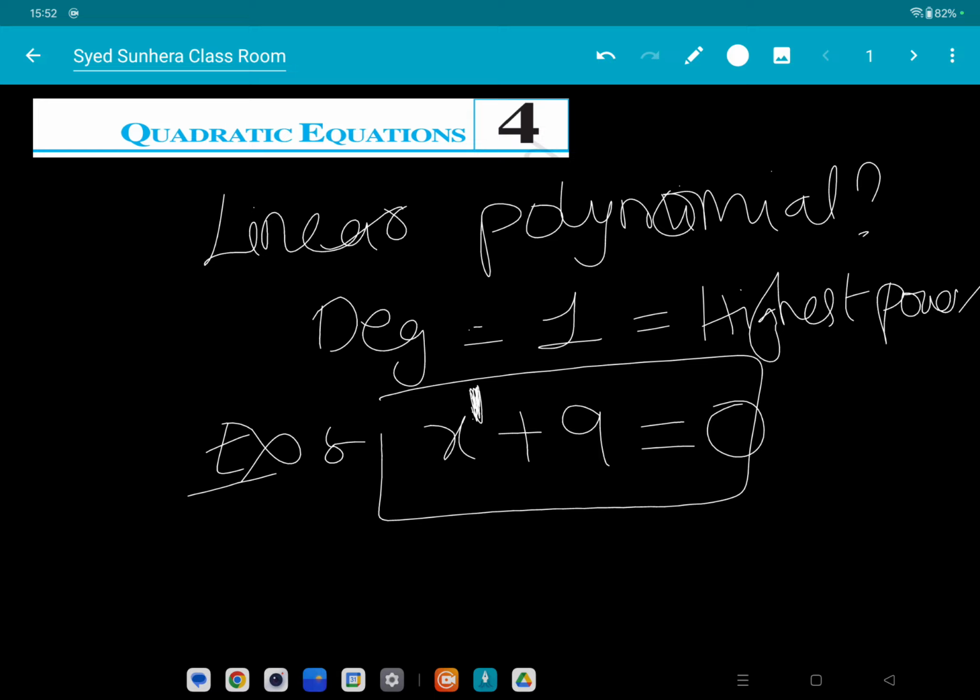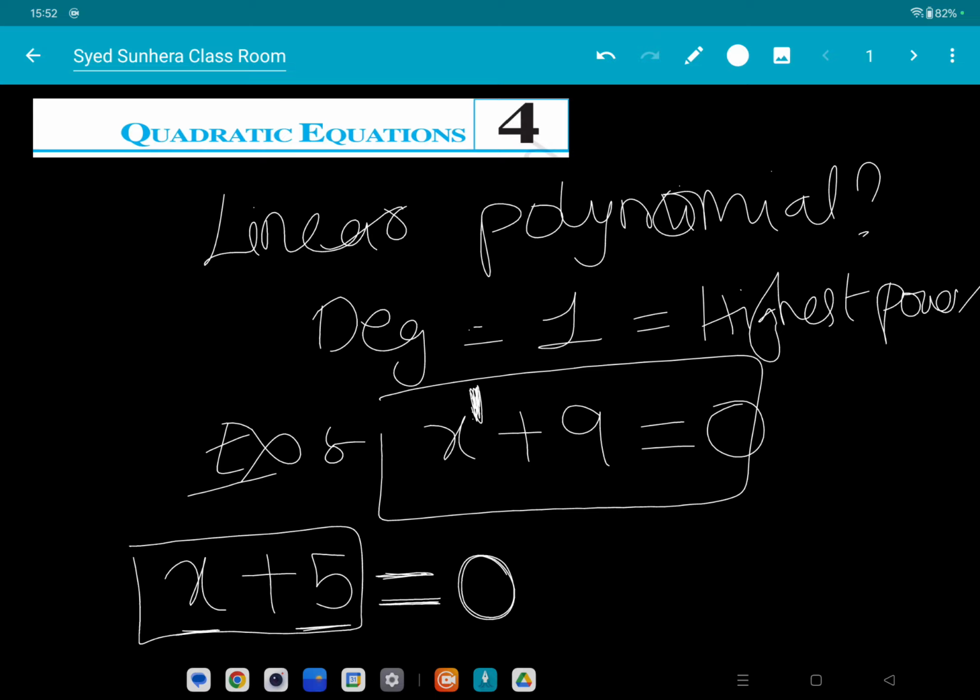How can we distinguish between a polynomial and an equation? Actually, a linear polynomial means a normal combination of variables and constants. How can we say that this is a polynomial? Because it is a combination of variable and a constant. If I give the equal to symbol and make it equal to 0, it will become an equation. So this part alone is a polynomial. If I add equal to 0 to this polynomial, then it is called an equation.